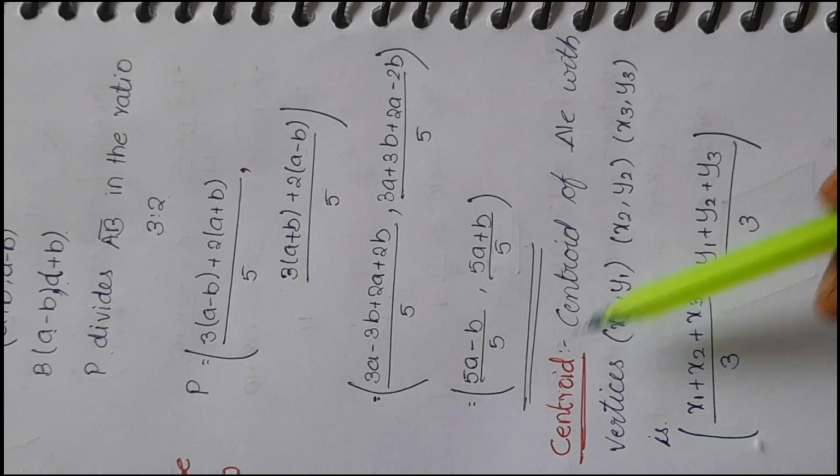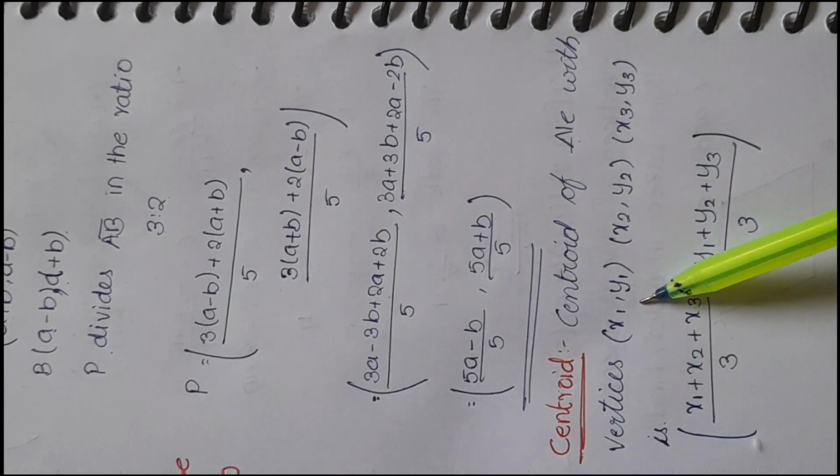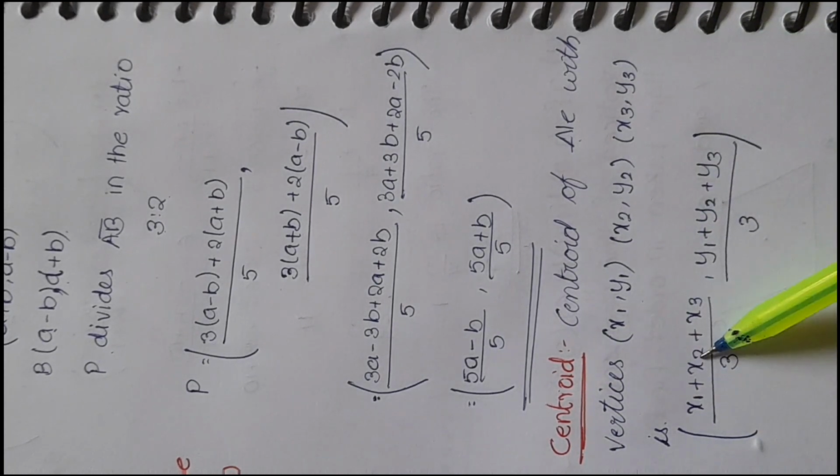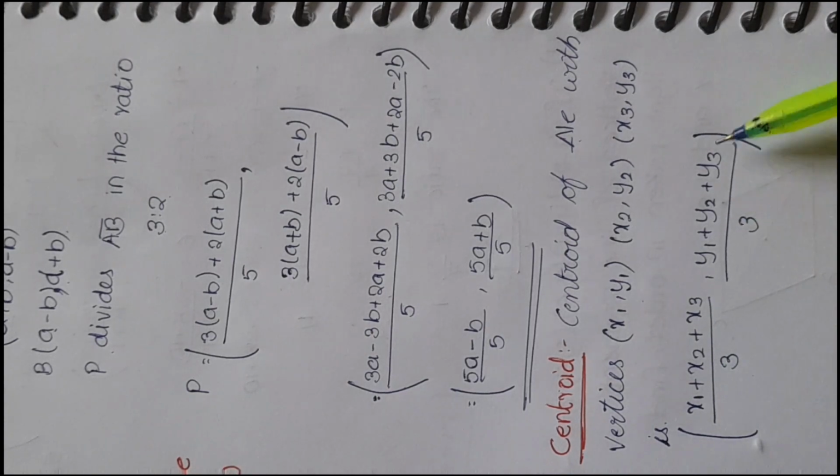Let us see a formula. The centroid of the triangle with the vertices (x1, y1), (x2, y2) and (x3, y3) is (x1 + x2 + x3)/3 and (y1 + y2 + y3)/3.